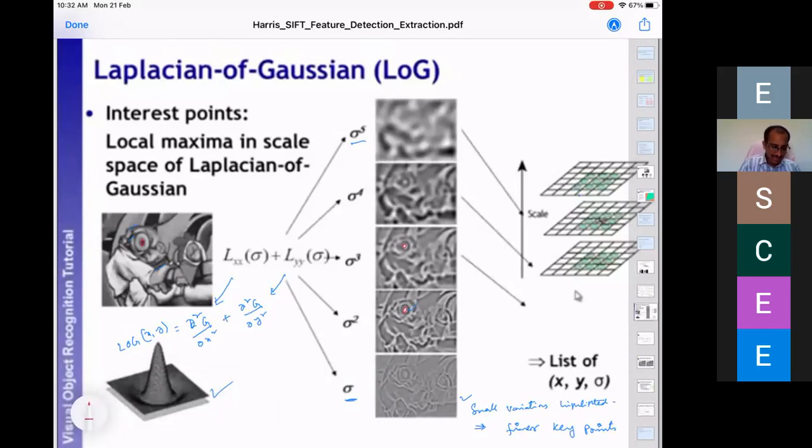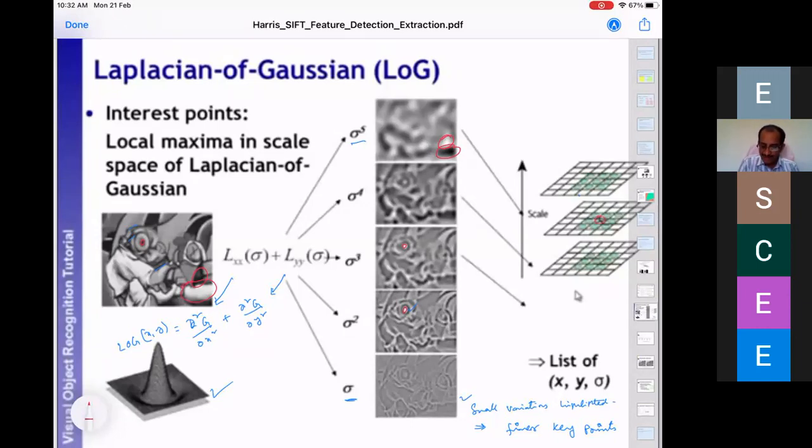And at an even bigger scale, say the overall shape, for example, if you see there is a transition here, such things get highlighted. So at a bigger scale, wherever the sigma is high when you are convolving, the variations across the parts of the object may get highlighted. Now how do we select a key point? A key point is a local maxima or minima in scale space.